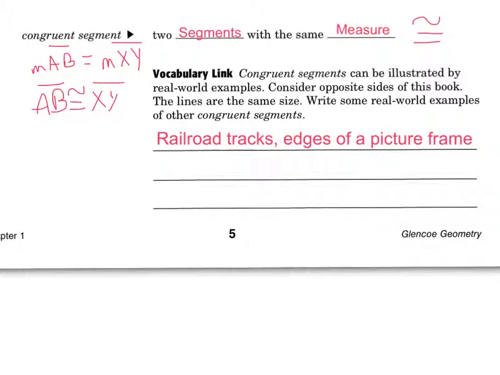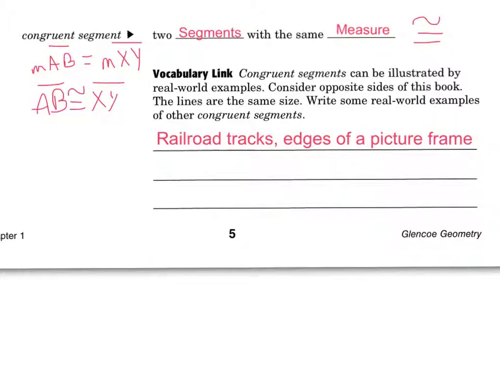We can talk about railroad tracks. Each side's the same length. If not, the train would ride a little weird. And the edges of a picture frame, those are pretty square. They just make nice right angles. Okay, moving on with the notes.